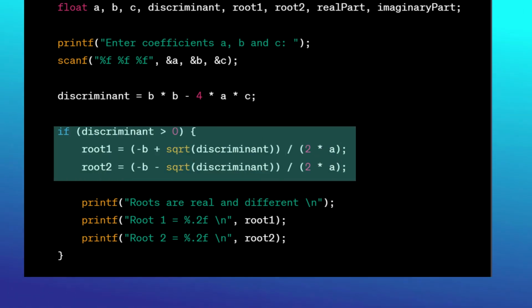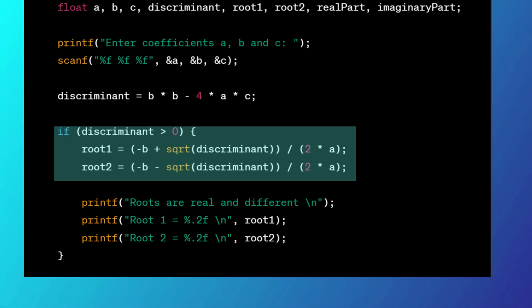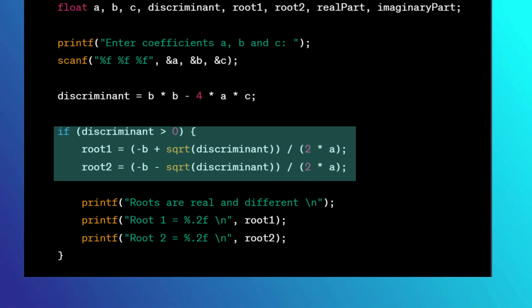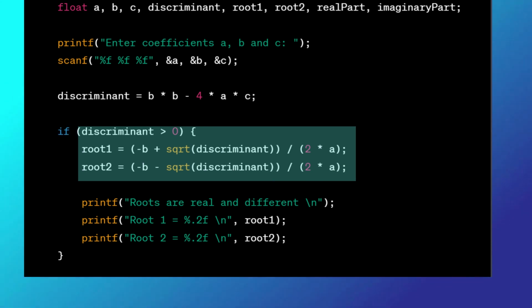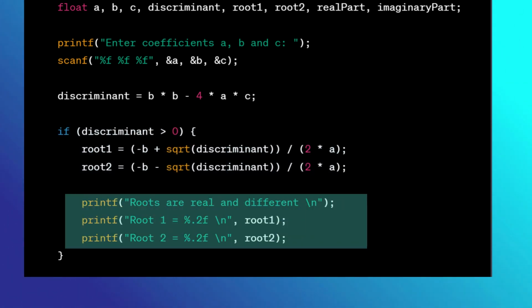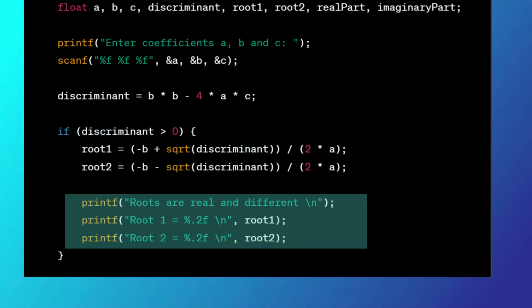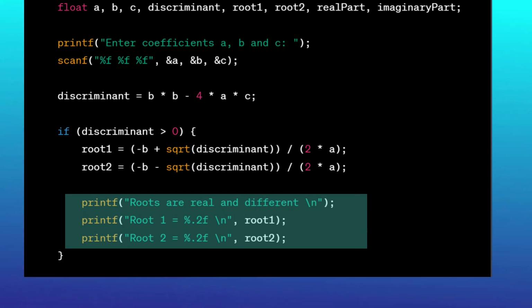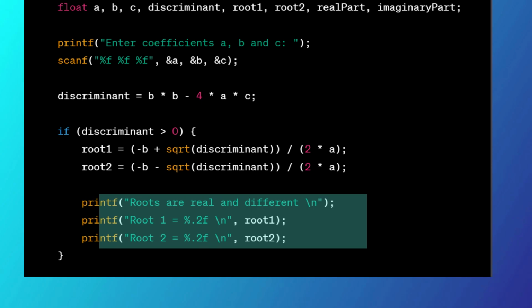Step 4. Calculate the roots. If the discriminant is positive, we can calculate the 2 roots of the quadratic equation using the formula root 1 = (-b + sqrt(discriminant)) / 2a and the corresponding formula for root 2. We then print these 2 roots using the printf function. If the discriminant is 0, we can calculate the 1 root of the quadratic equation using the formula root 1 = -b / 2a.